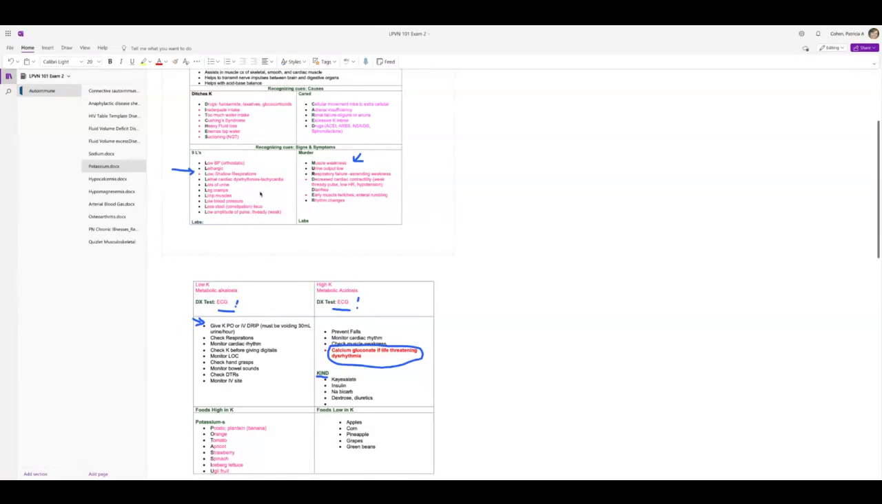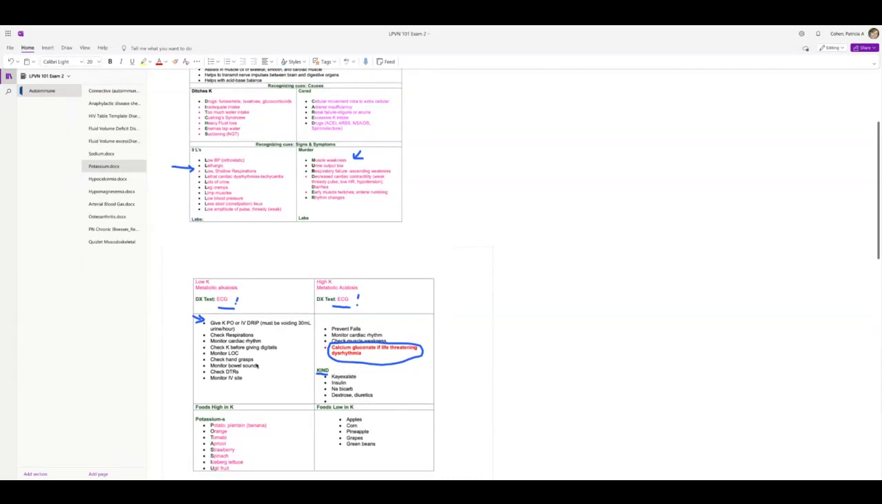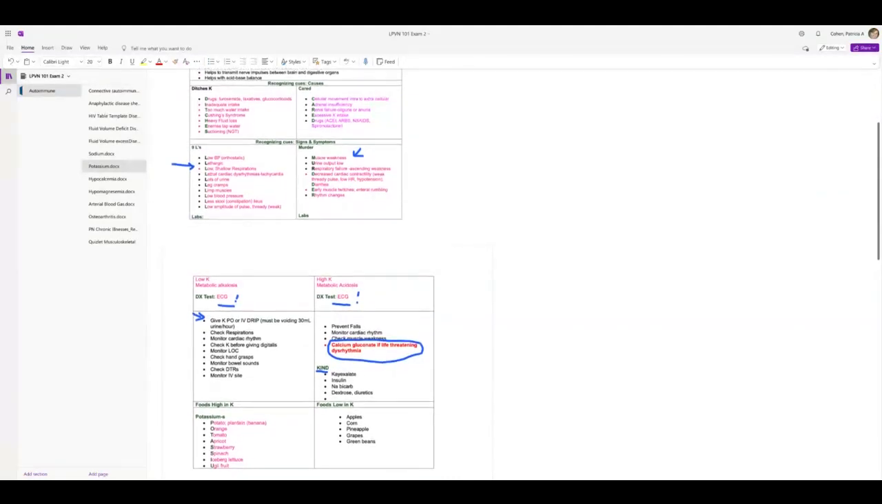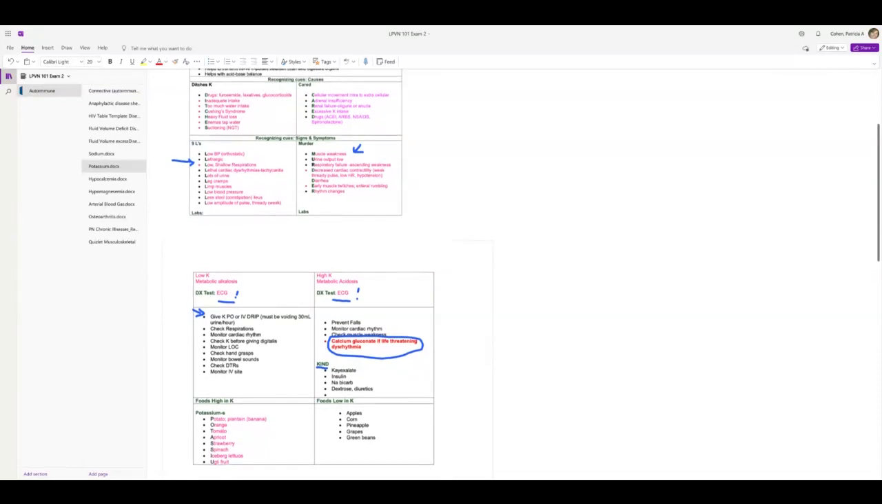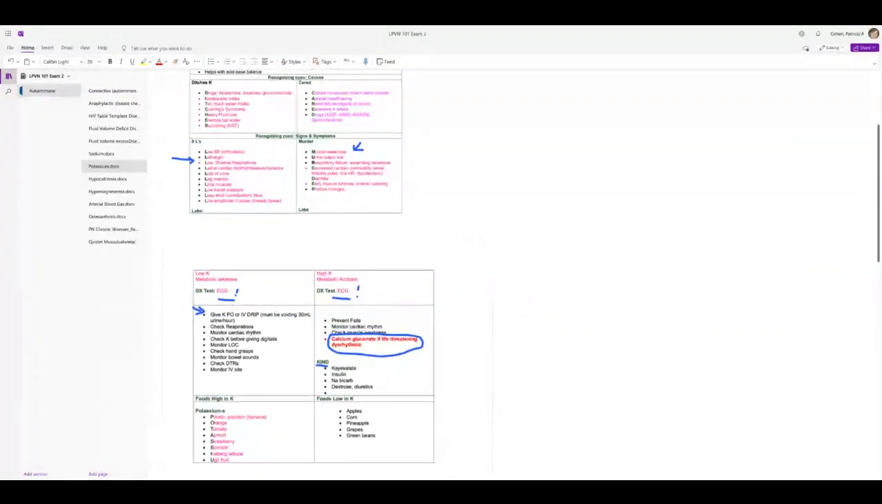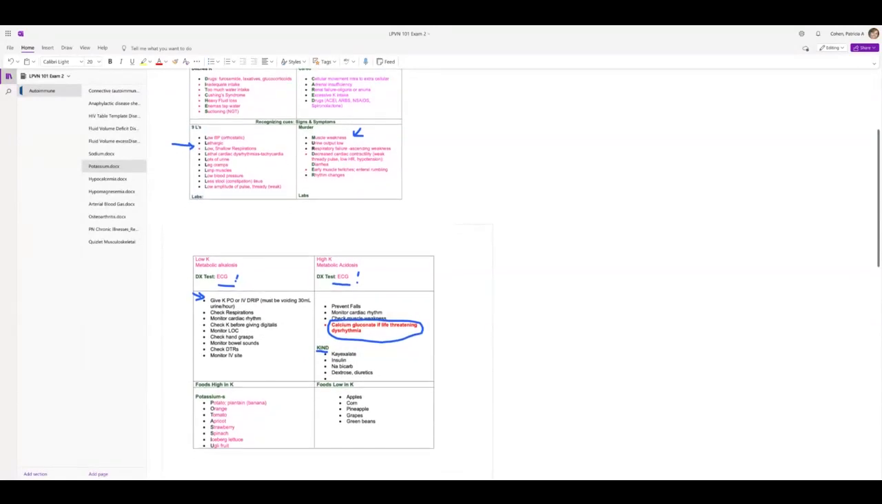Monitor their LOC, check their hand grasp. That's a quick, great way to do it at the bedside to determine their strength, okay? Monitor bowel sounds because they may become hypoactive. Check for deep tendon reflexes, okay, because they may be decreased. And monitor the IV site if you're giving IV potassium because it can cause phlebitis. All right, and these are your high potassium foods.